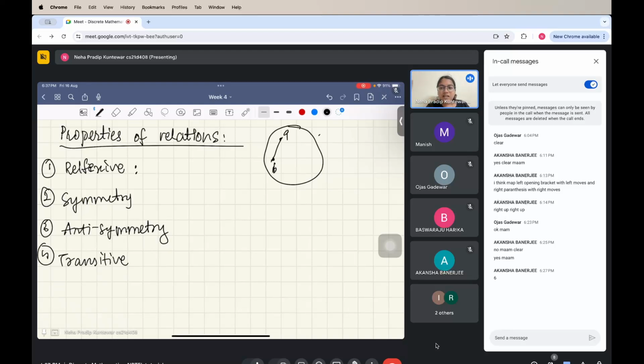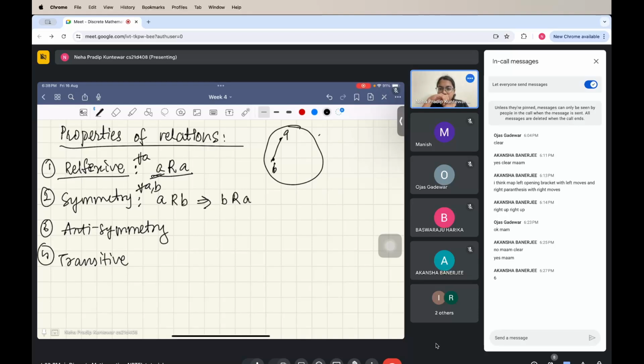So you say that a relation is reflexive if A is related to A for all A. So if every person is a friend of themselves, then the property is reflexive. And if A is related to B implies that B is related to A for every pair A, B, then you say that it is symmetric.